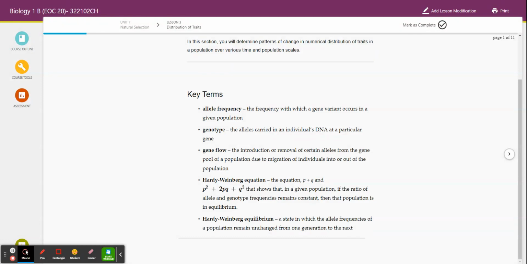Please don't panic over the Hardy-Weinberg equation. Basically, you need to understand what the Hardy-Weinberg equilibrium is and understand that that would be under a perfect set of circumstances. This would be with no immigration, no changes to the gene pool. This would be under perfect circumstances.